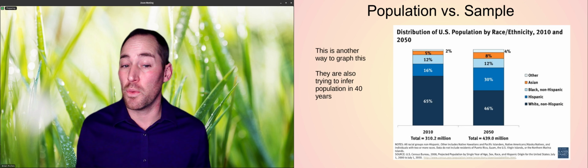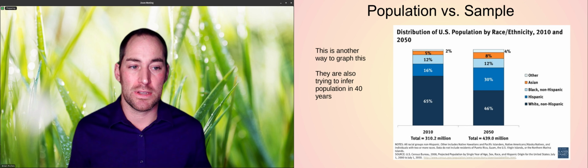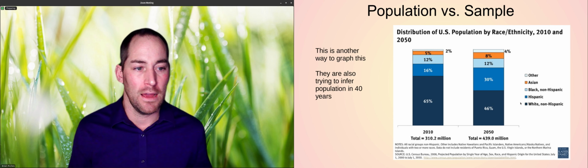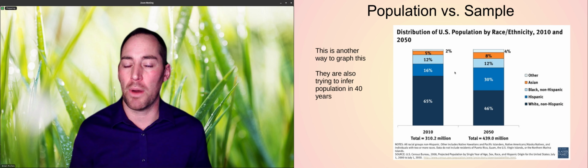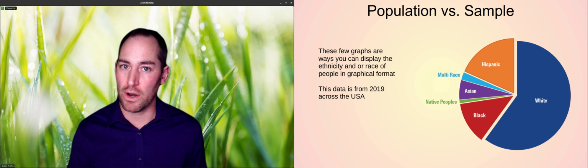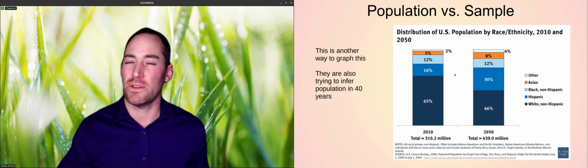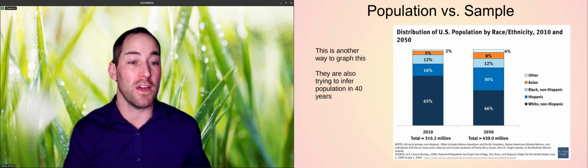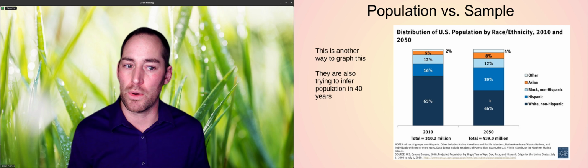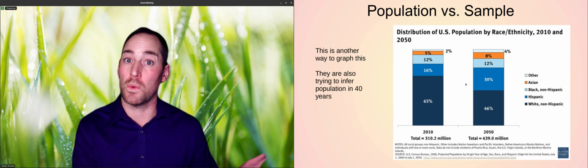So this is another way to graph that. This was data from 2010 with the different ethnicities. This is a bar graph. So this here was a pie chart. This is a bar graph. So it's just demonstrating them in different ways. This is also trying to infer population in 40 years, so estimate what things will look like.